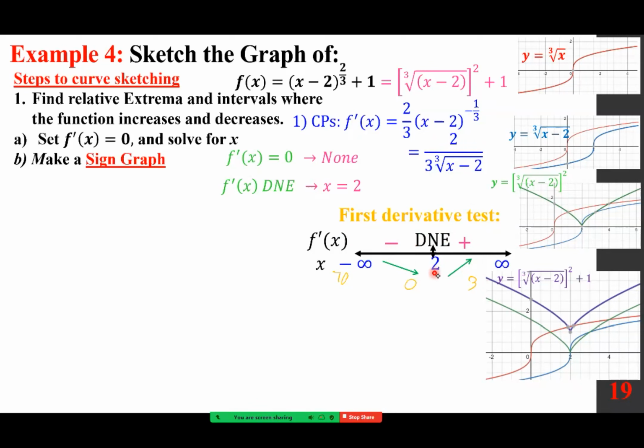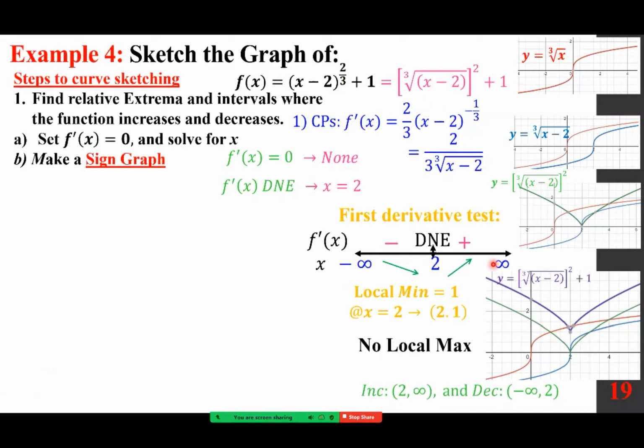It's very easy to calculate the original function at 2. If you plug in 2, this becomes 0. So the answer is 1. So the local minimum equals 1 at (2, 1). How did we get that? Put the 2 into the original function. This goes to 0, the answer is 1. Where is the function decreasing? From negative infinity to 2. Where is it increasing? From 2 to infinity. So we have no local max, by the way. So we write that increasing and decreasing portion.